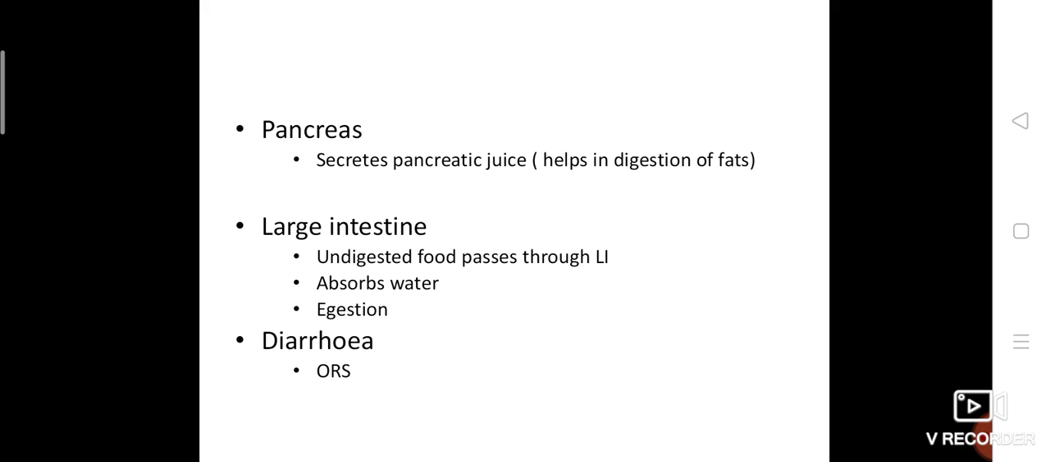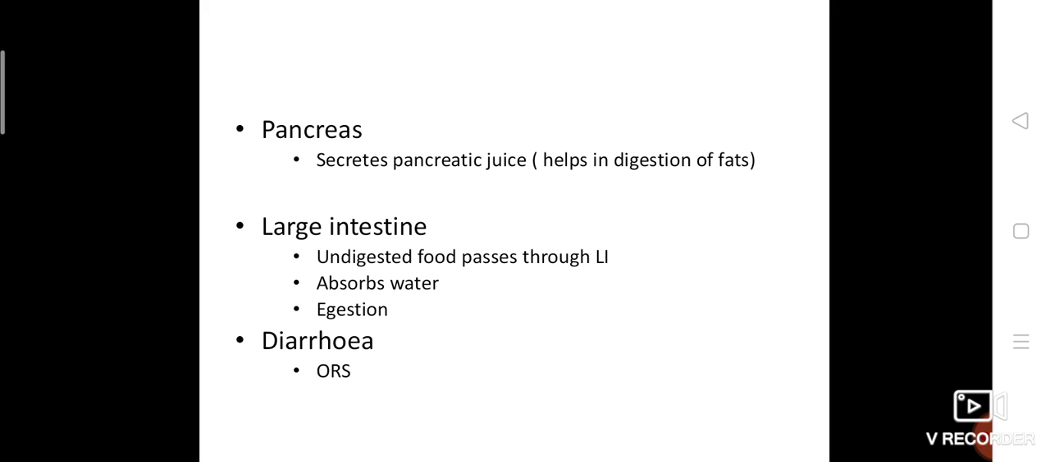Then the large intestine. The digested food is absorbed by the small intestine. The remaining food is undigested food that passes through the large intestine. In the large intestine, it absorbs water.